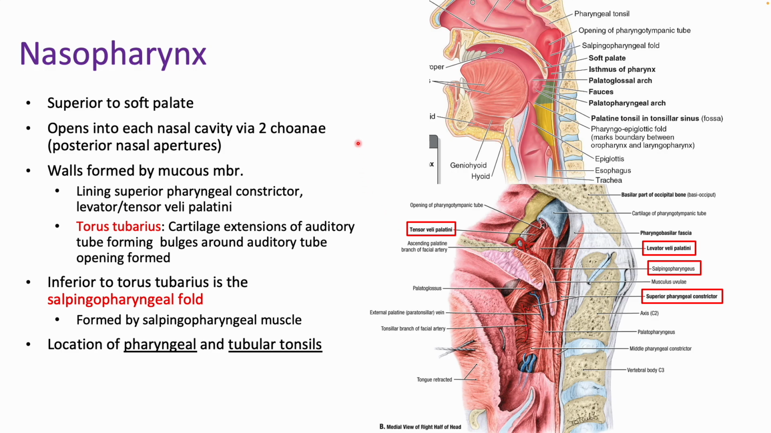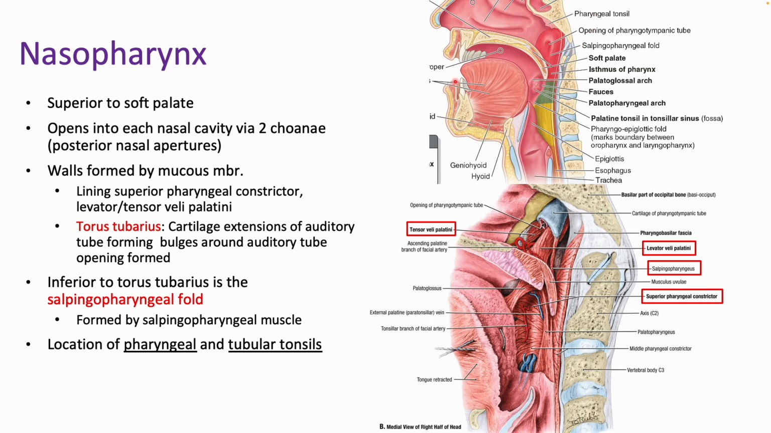And so first we'll look at the nasopharynx. So we're going to be up here, posterior to the nose, but superior to the soft palate. So that's kind of the boundary here, the back of the soft palate up. And so what it's going to do is open into each nasal cavity. So remember, you have 2 nostrils. You can stick your finger in your nose. You've got 2 nasal cavities. And so it's going to open into each one via 2 choanae, which are posterior nasal apertures.